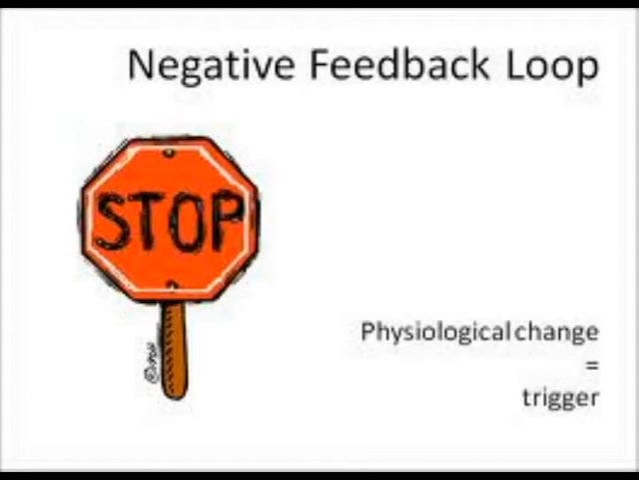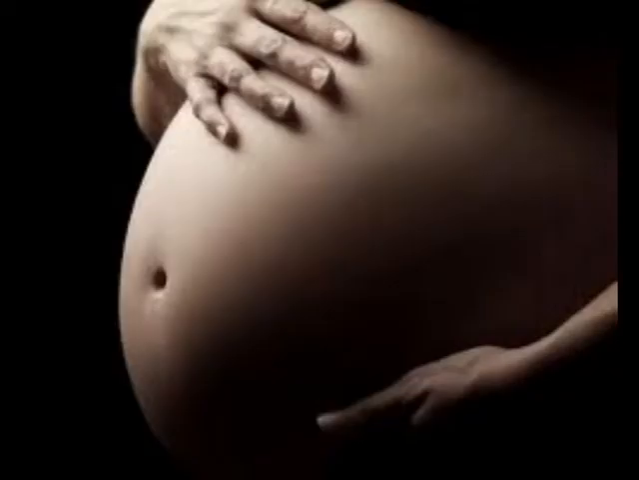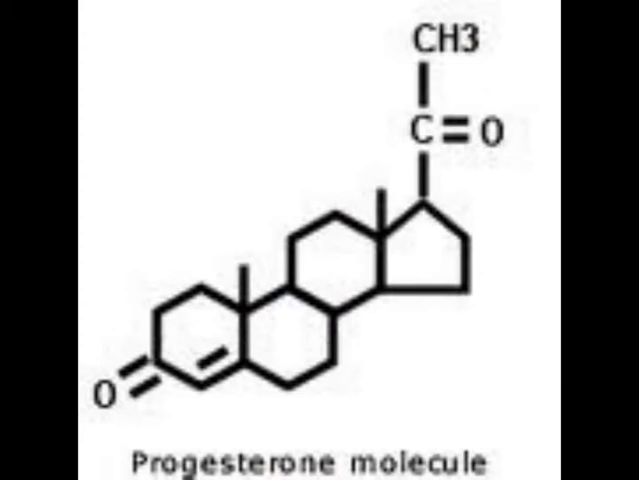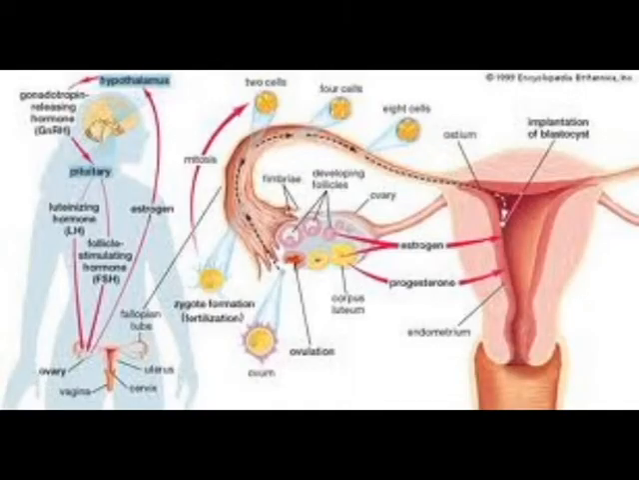If the woman does not become pregnant, the rising levels of progesterone inhibit the release of GnRH, which in turn inhibits further production of progesterone. As the levels drop, the corpus luteum begins to disintegrate and the uterus begins to break down. Well, let me rephrase that. The walls of the uterus begin to break down. And after all this happens, the woman has her period.